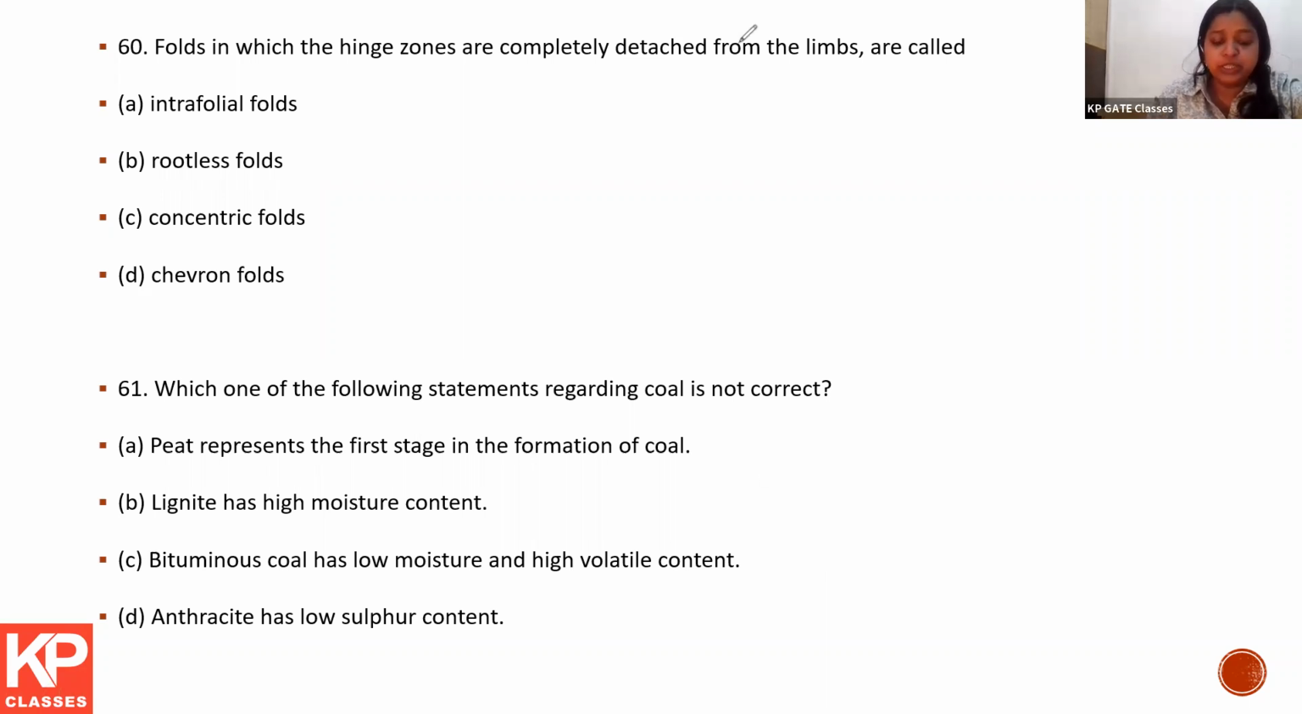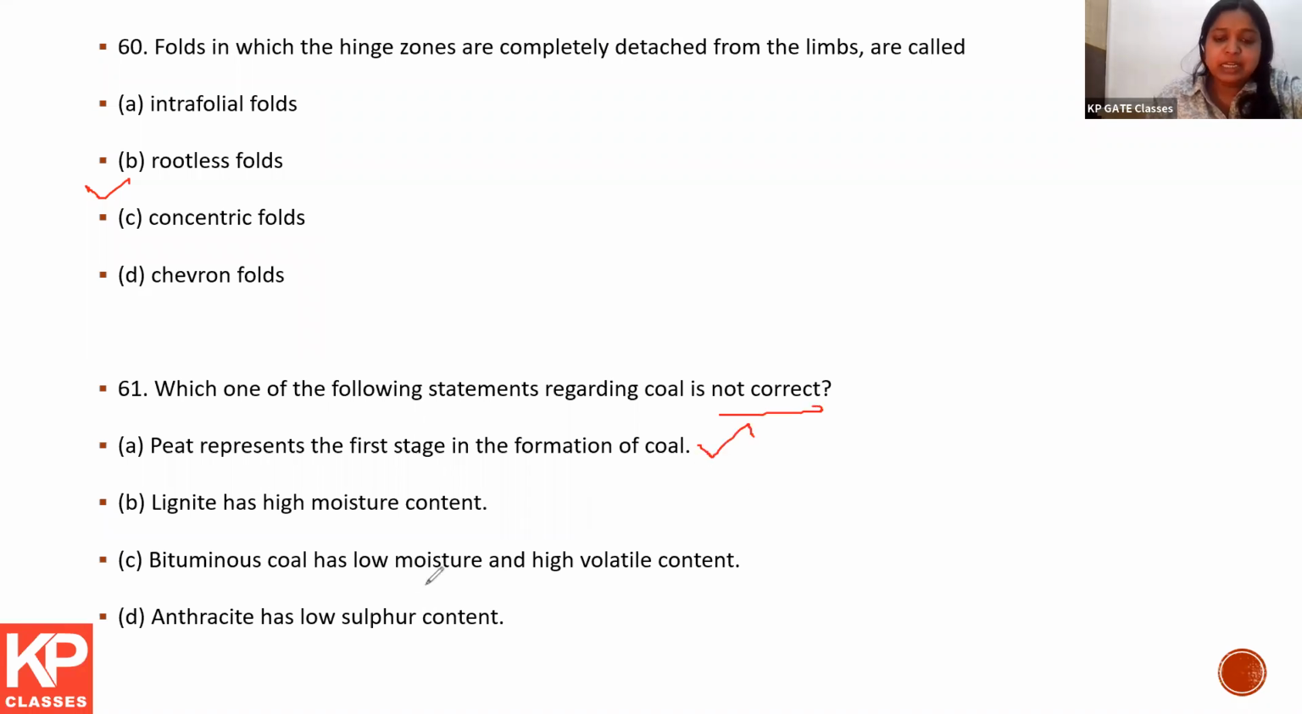Next one, folds in which hinge zones are completely detached from the limbs are called rootless folds. This is also a direct definition of rootless fold being provided. Which one of the following statements regarding coal is not correct? Okay, so this is not a very easy, a bit confusing question. Here they have asked something that is not correct. Peat represents the first stage in the formation of coal.